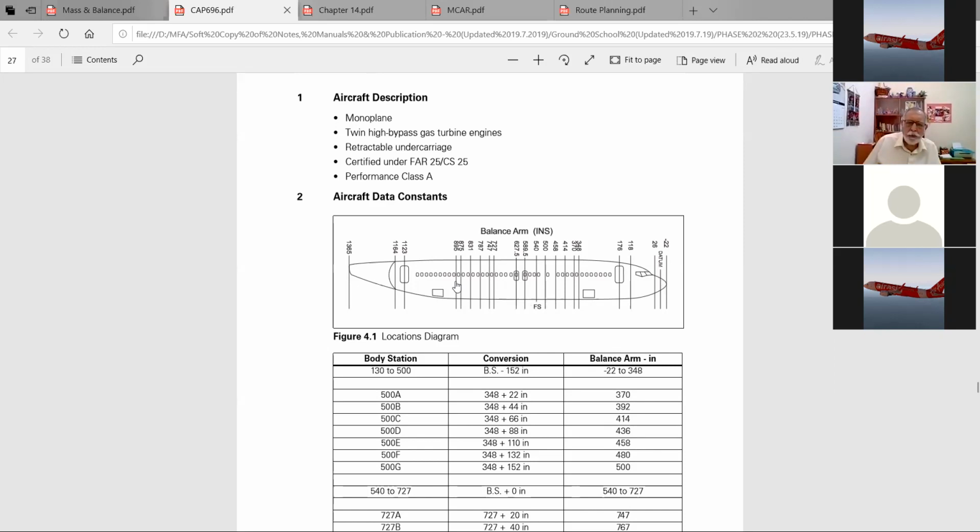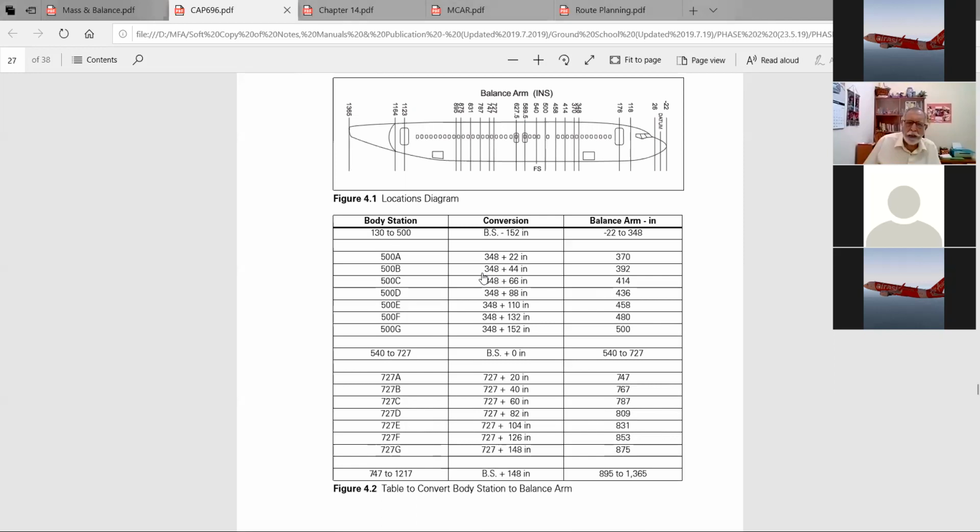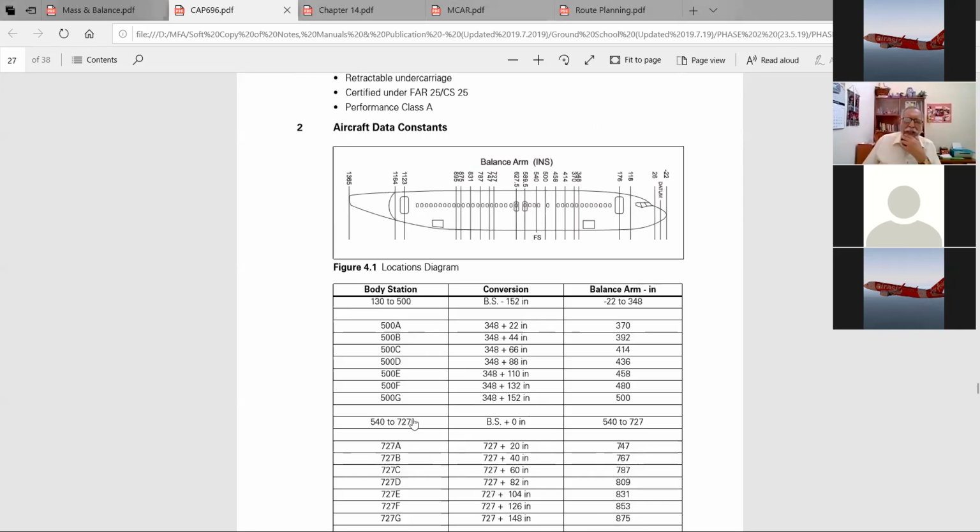Two new portions have been added to the original fuselage. That is between body station number 500A and 500G, and the second portion between body station 727A and 727G. So this is the additional portion added and a conversion chart is given. It says over here body station 130 to 500, the conversion factor is body station minus 152. It's worked out by the designers, the manufacturer, and given to us.